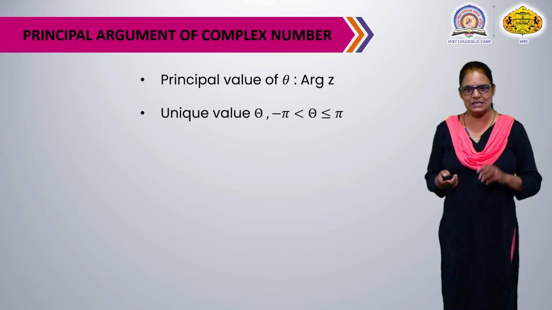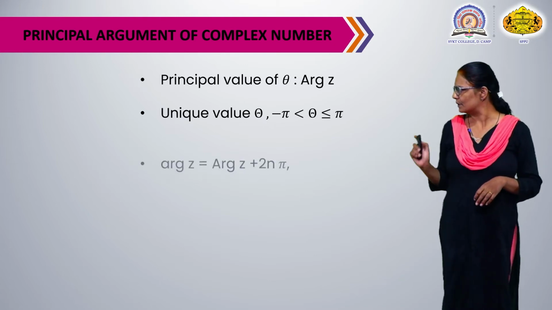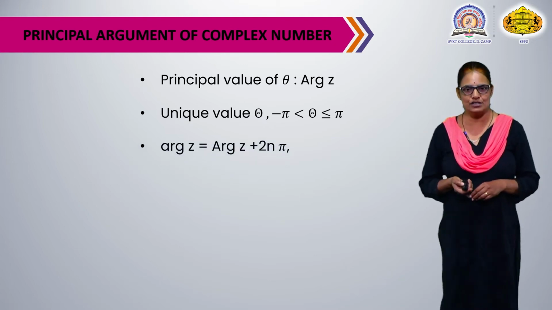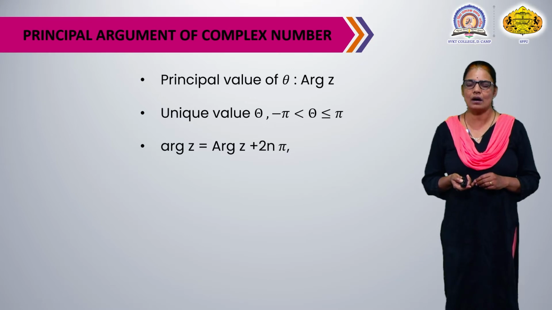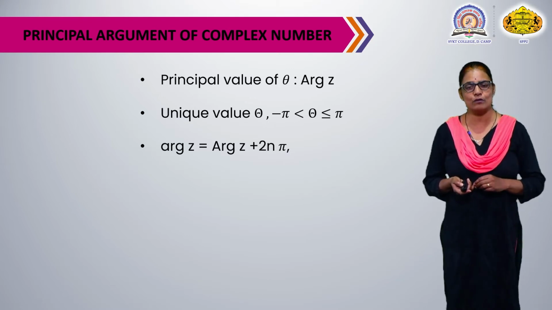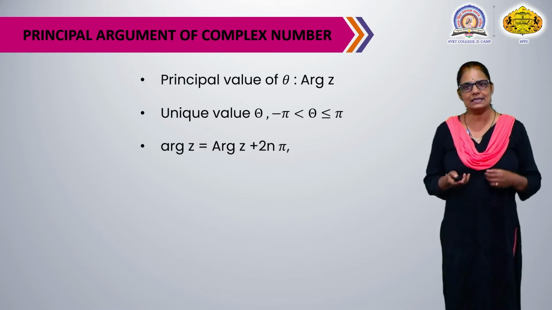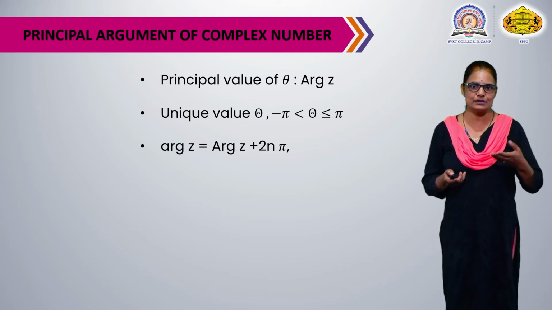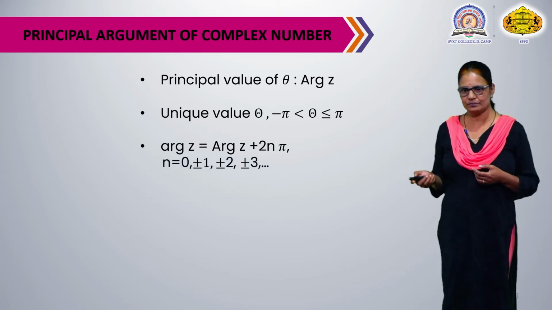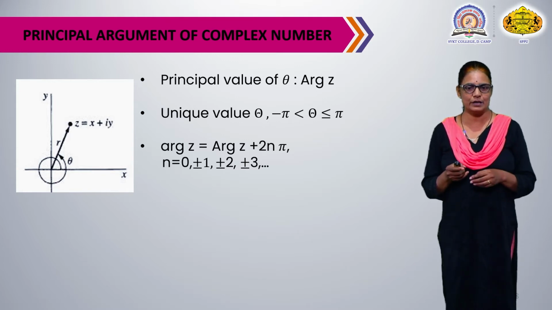Now it is obvious to see the relation between these two values, the principal argument and the argument of the complex number. So this is a relation between the argument and the principal value of theta: argument of z is equal to the principal value of theta plus 2n pi. Here n is an integer, that is n equals 0, plus minus 1, plus minus 2, and so on. You can easily observe the relation between the argument of z and the principal argument of z by using this diagram.